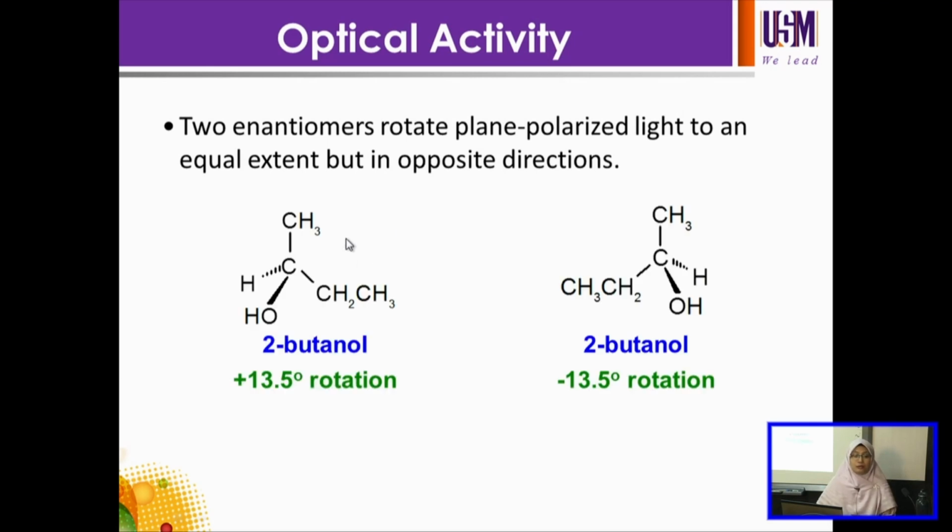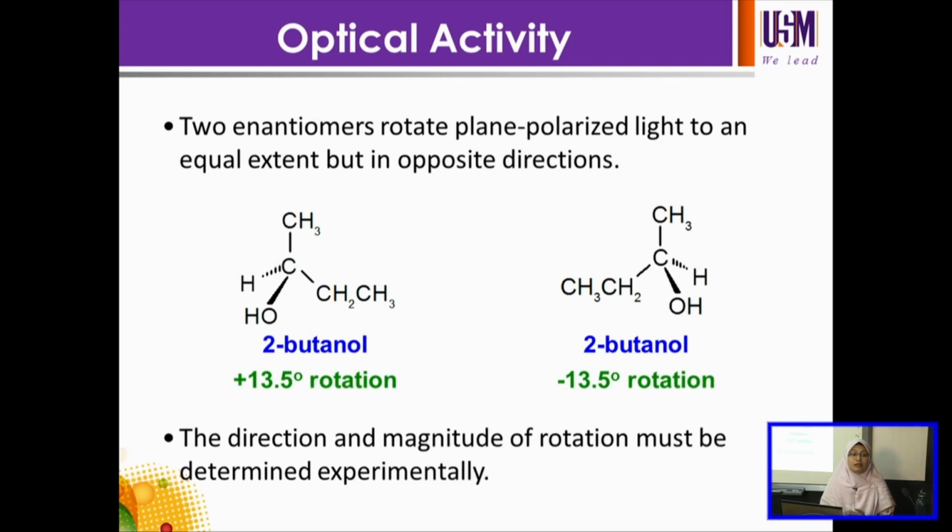For example, here we have 2-butanol. For enantiomer 1, we will have a plus 13.5 degree rotation, while for the second enantiomer we will observe a negative 13.5 degree rotation. So the degree of the rotation is the same, but they are in opposite directions. One is positive and the other is negative. The direction and magnitude of rotation must be determined experimentally. So you cannot just predict it or do some simple experiment other than polarimetry in order to determine the degree of rotation.